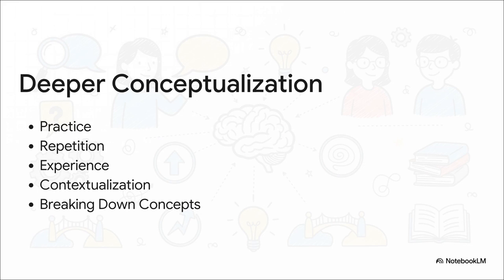Well, the toolkit has some key strategies. You've got practice and repetition. That's what builds those mental pathways. You need real-world experience to anchor those abstract ideas. You need context to see how it all fits together. And of course, you've got to break down those huge, scary concepts into smaller, manageable chunks.